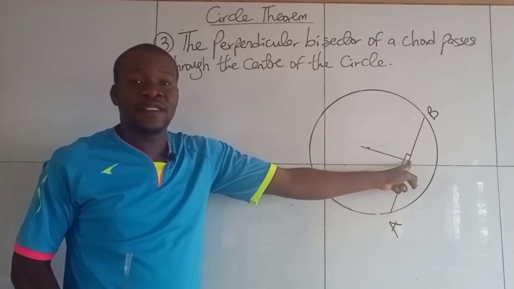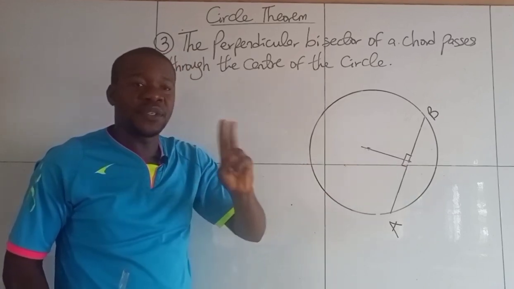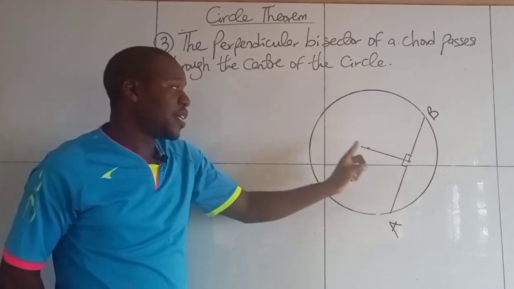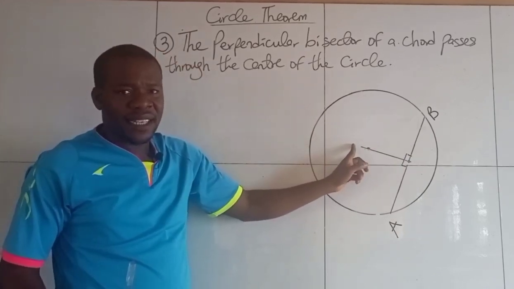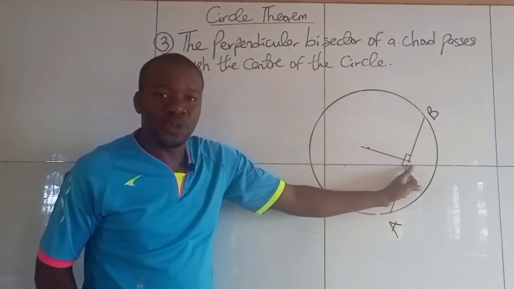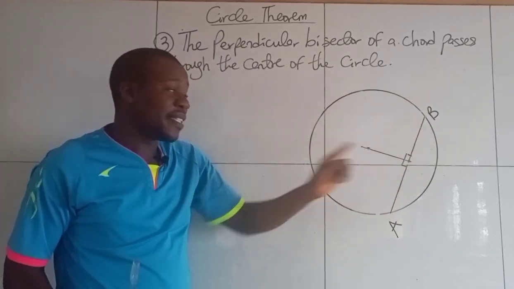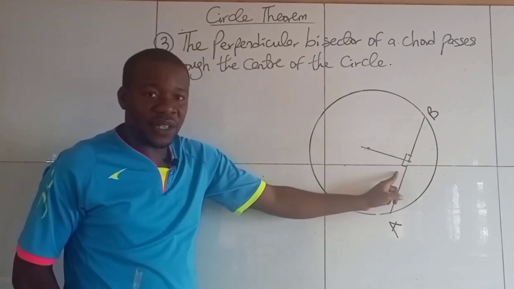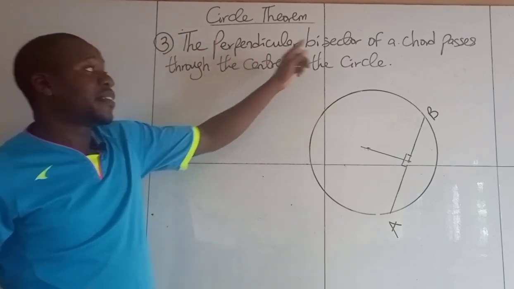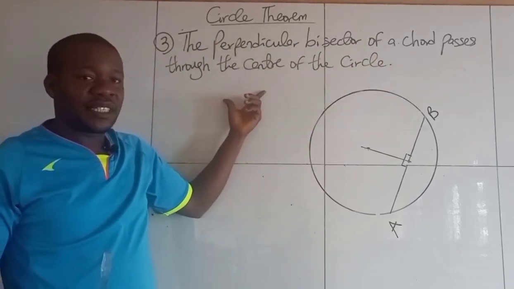So this line that divides the chord into two must do two things for us. Number one, it must be at 90 degrees to the chord. And number two, it must pass through the center. As easy as that. So whenever you have a chord and the line divides it into two, that line must do two things. It must be at 90 degrees to the chord and it must pass through the center. That's why we say the perpendicular bisector of a chord must pass through the center.